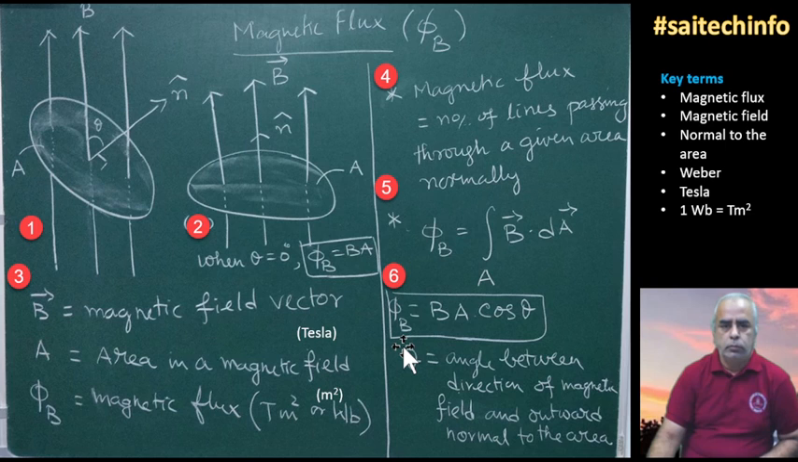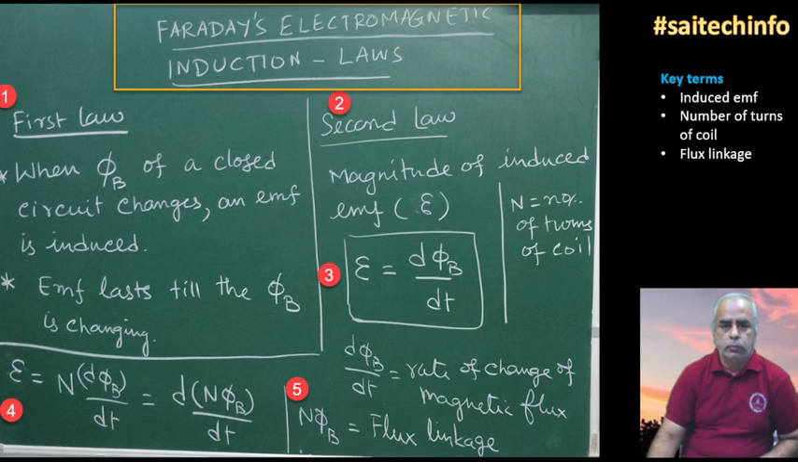Okay, now let us proceed to the next concept, and before that I'd like to give a quiz also. Anyway, we will check later after discussing this. Now, Faraday's magnetic induction. There are 2 important laws. First law, point number 1, when phi b, what is this phi b? That is magnetic flux. So when magnetic flux of a closed circuit changes, an EMF is induced. So whenever a change is happening in the magnetic flux, there arises induced EMF.